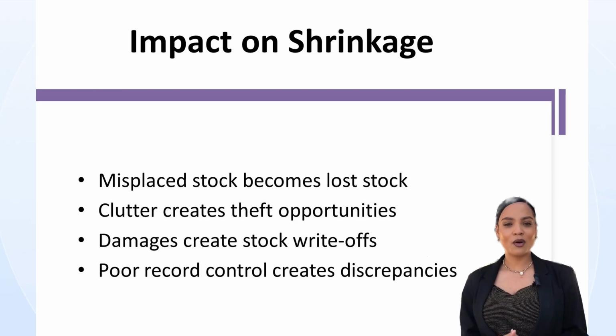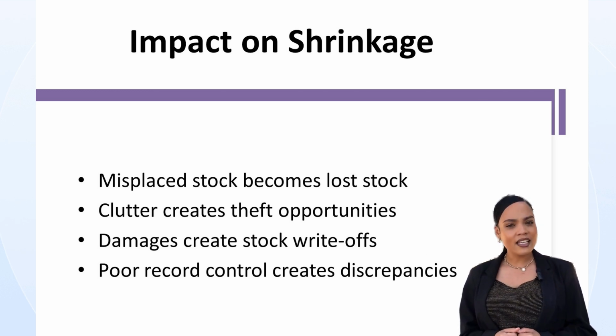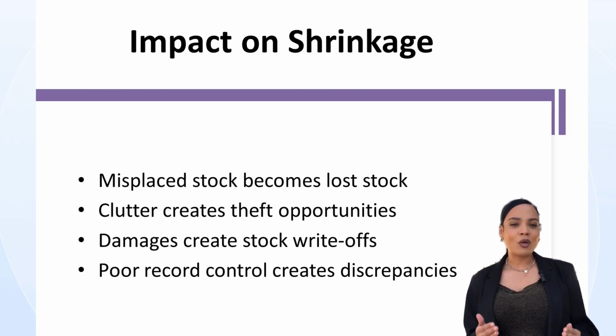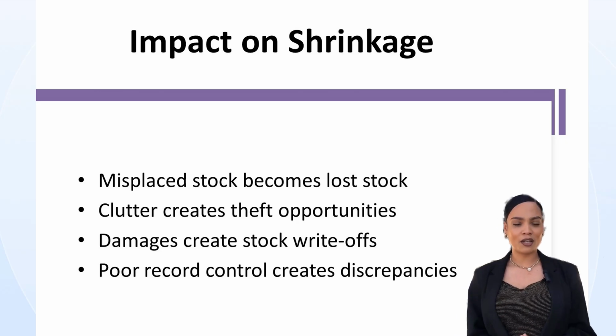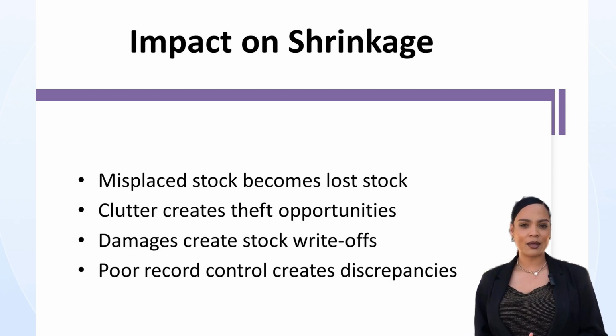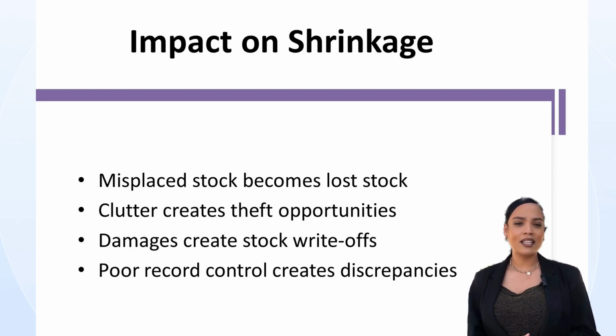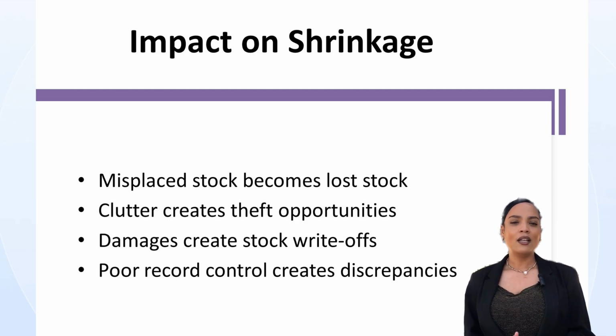4. Poor record control increases paper shrinkage. When documents and system updates are delayed because the area is chaotic, we get recording errors: stock received but not recorded, stock dispatched but not deducted, creating discrepancies that look like shrinkage.